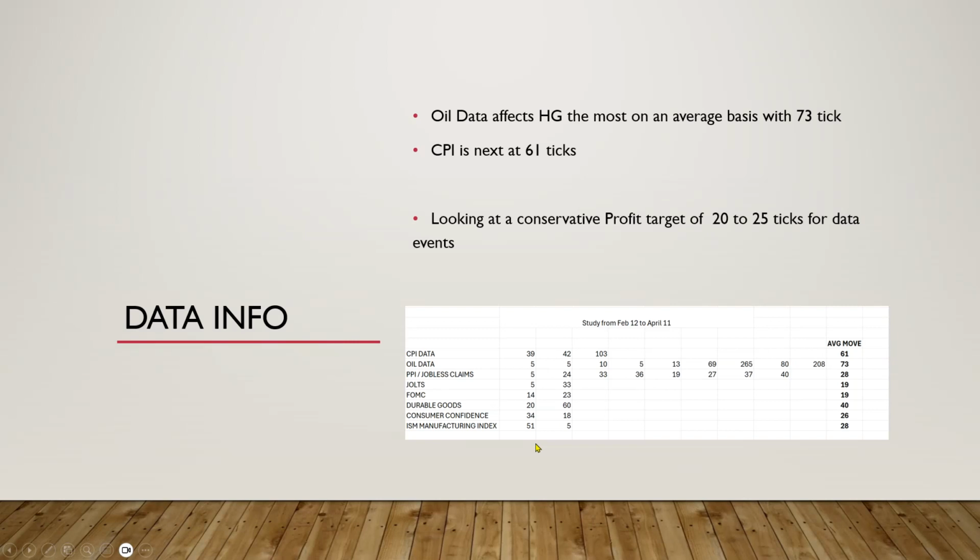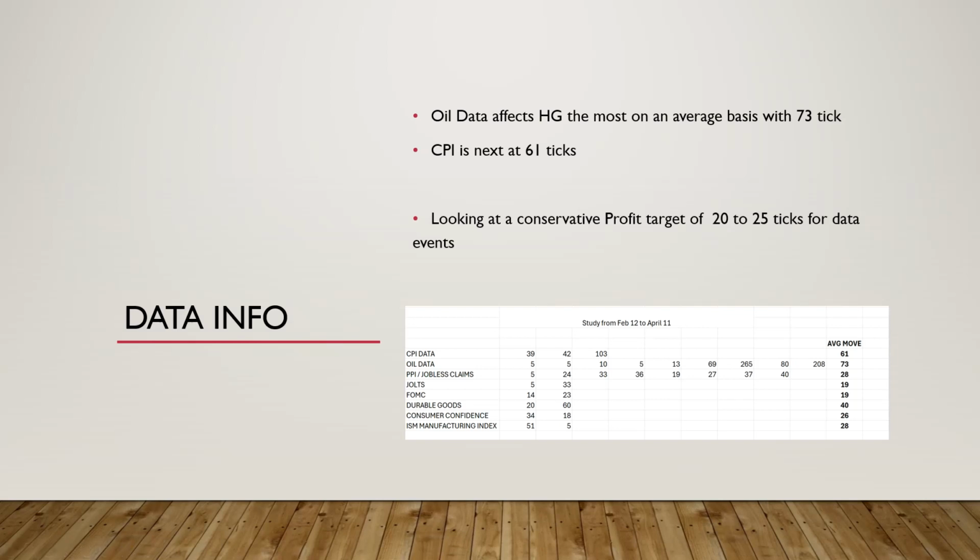The next thing he did was try to find the economic data that affects copper the most, and he collected some data. Oil data affects copper the most on average, with a 73 tick move, and then CPI is next with 61 ticks. He then looked at a conservative profit target between 20 and 25 ticks for data events, because we've got to be conservative and try to capture all of those moves and not be too greedy.